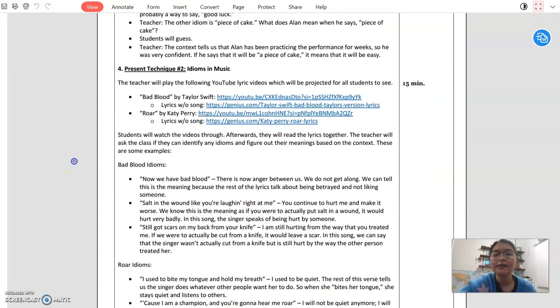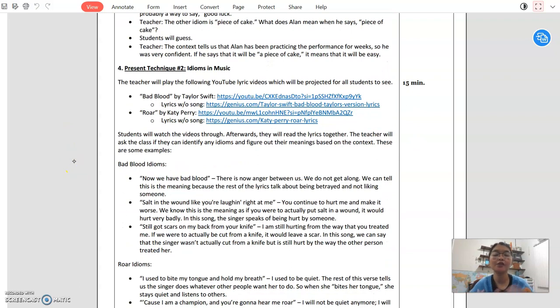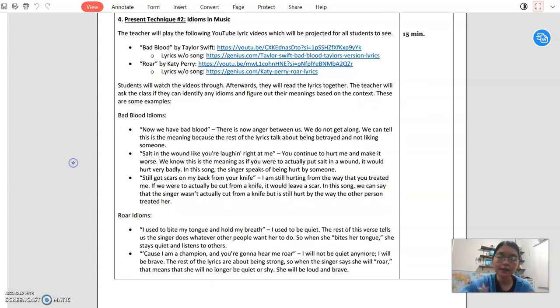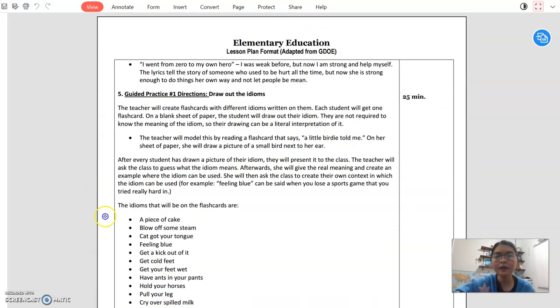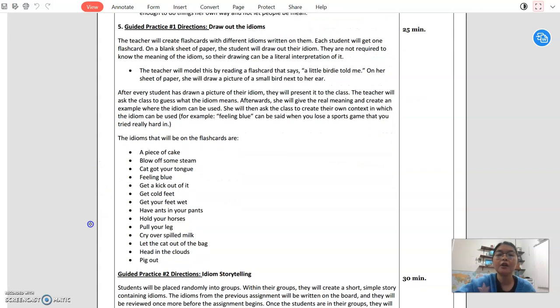And then the next is idioms in music, which works on their musical intelligence, in which the teacher will play a song. After that, they will look at the lyrics of it, and they will try to find the idioms in the lyrics, and they'll try to figure out the meaning using the context. For their guided practice, they draw out different idioms.